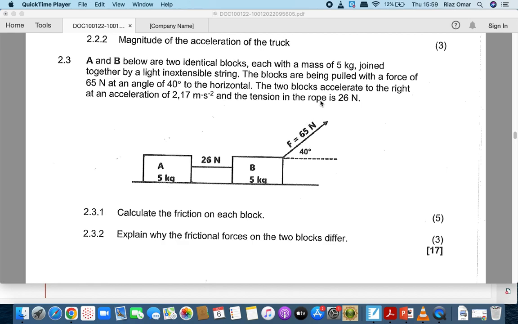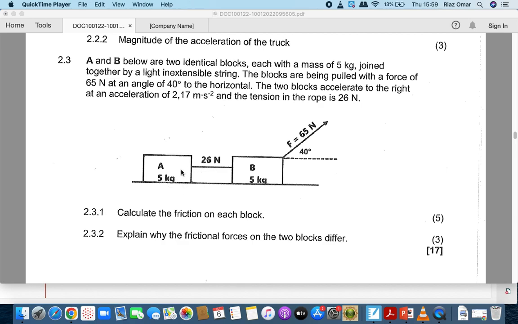The two blocks accelerate to the right at an acceleration of 2.17 meters per second squared, and the tension in the rope is 26 newtons. So this basically explains this whole diagram. It is being pulled at an angle of 40 degrees to the horizontal with 65 newtons, and we've got two blocks of 5 kilograms, and there's a force of 26 newtons between the two blocks. Calculate the friction on each block.